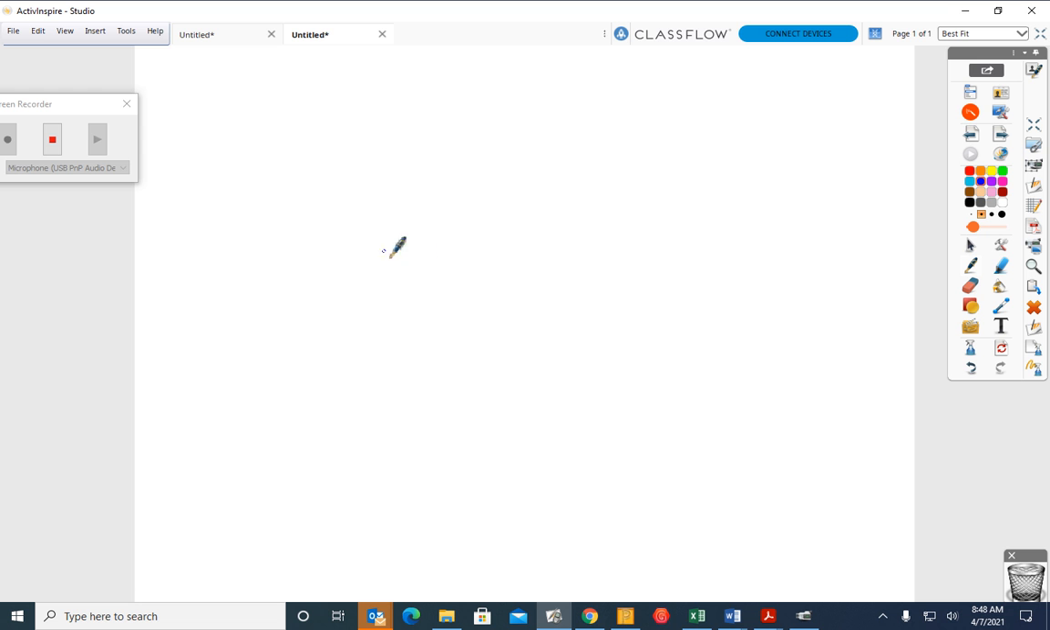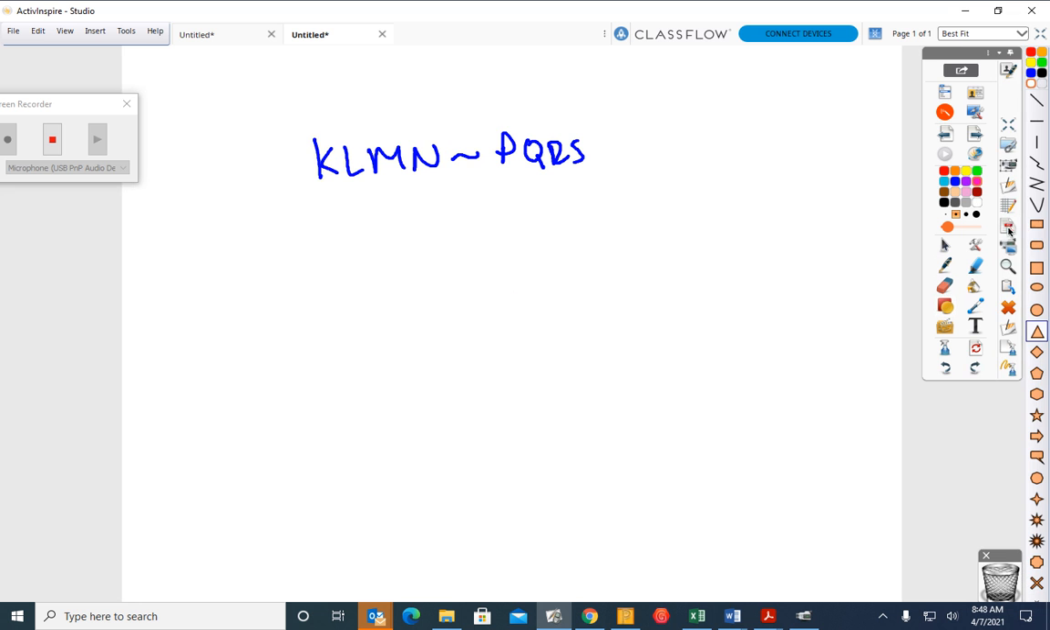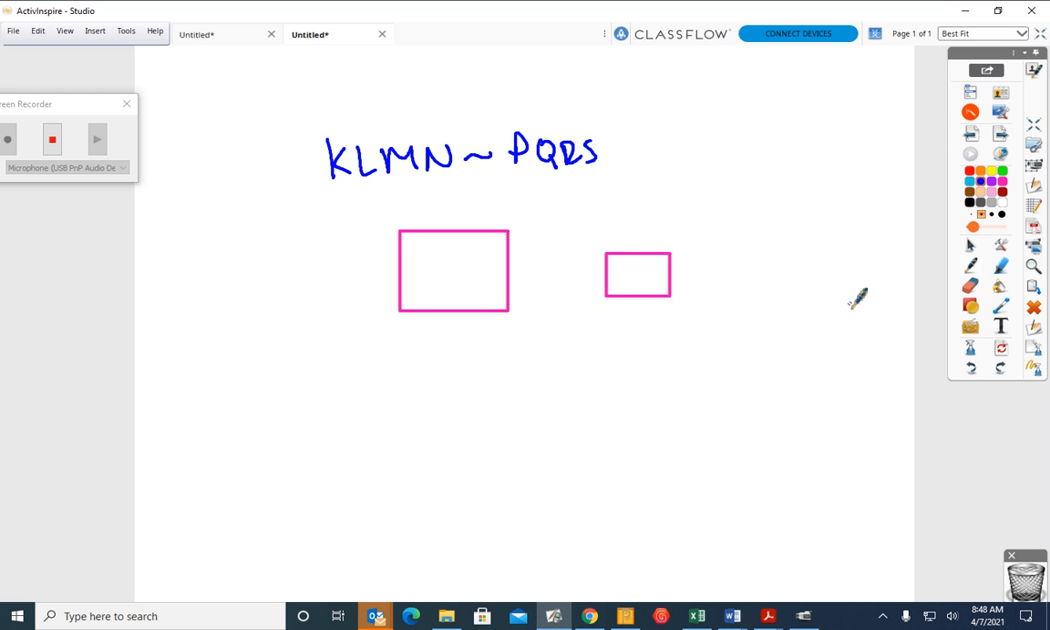So let's say, for example, you're told that KLMN, what does this mean? It means it is similar to PQRS. Let's say this one is a rectangle, and we'll have a smaller rectangle here. And we are told that these are similar. We're not determining whether they're similar, we're told they are similar.